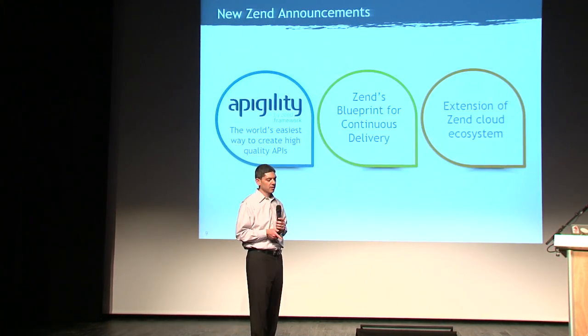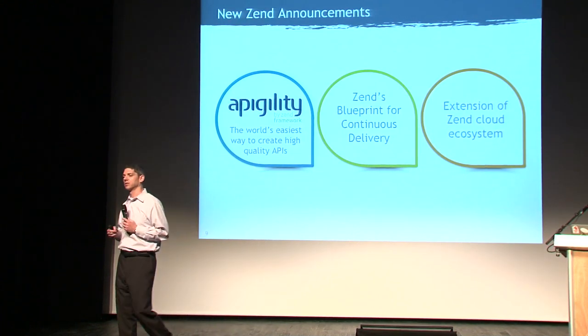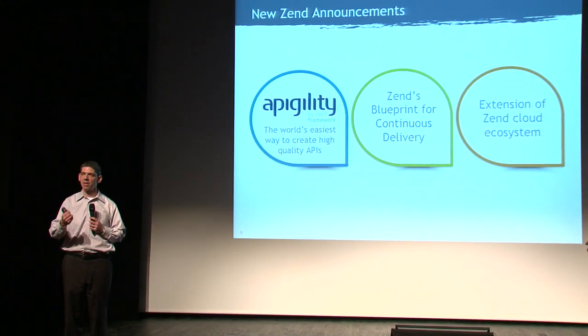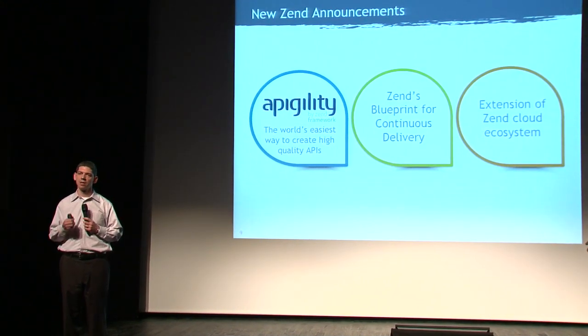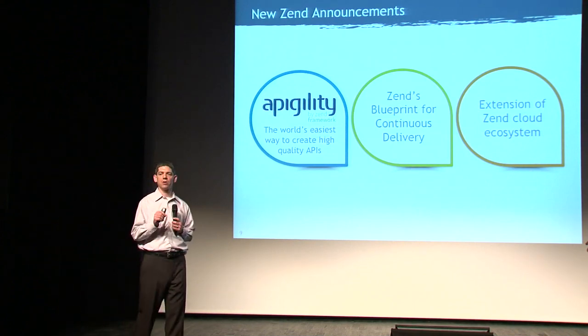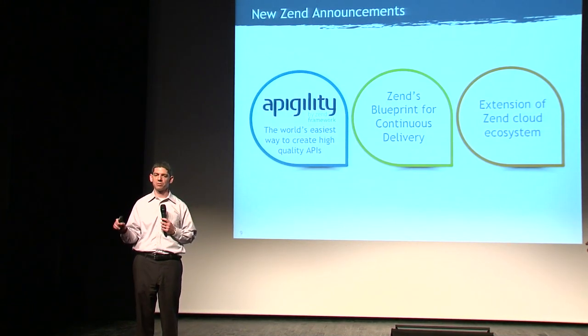So what we've been talking about for the past month, we announced this at ZenCon US, were really three key things. One is Agility, a new project to help companies build API architectures the right way. And I'll talk about that in a minute. Second is our opinionated blueprint on how we think companies need to change the development and operations process.